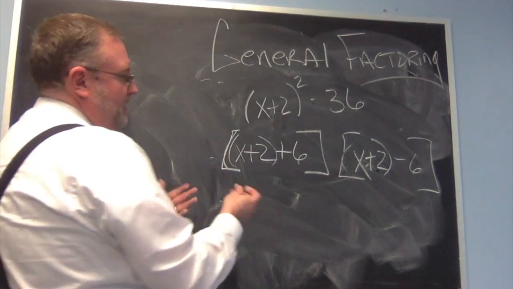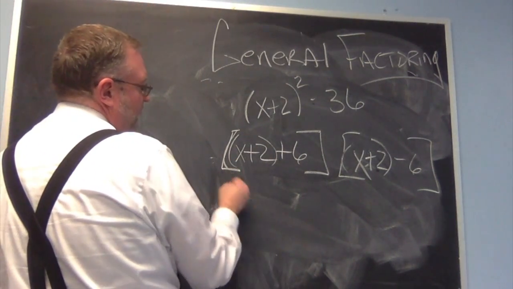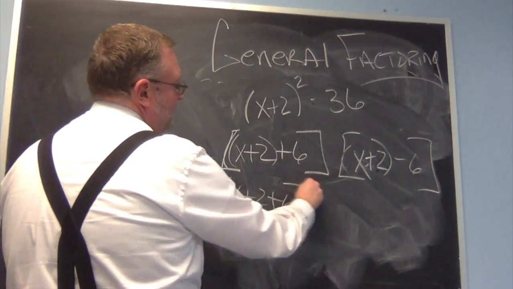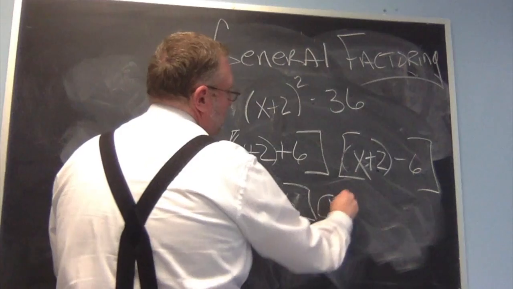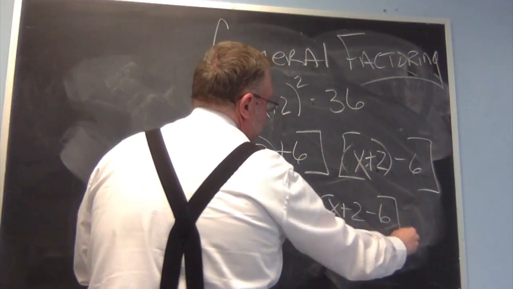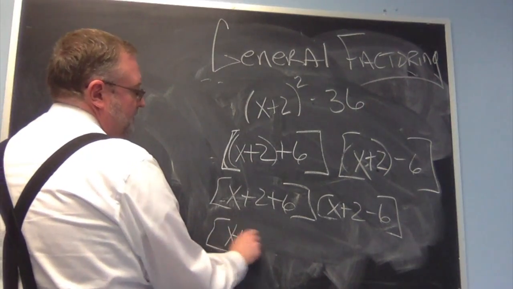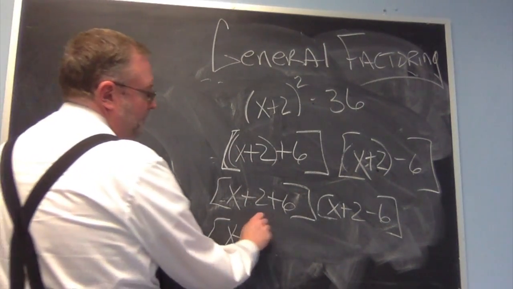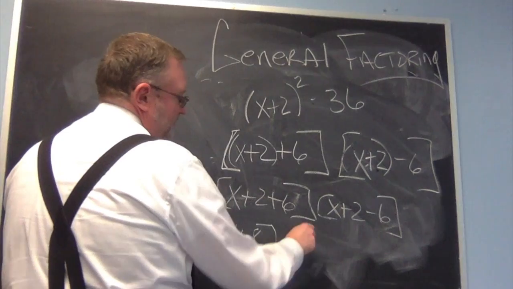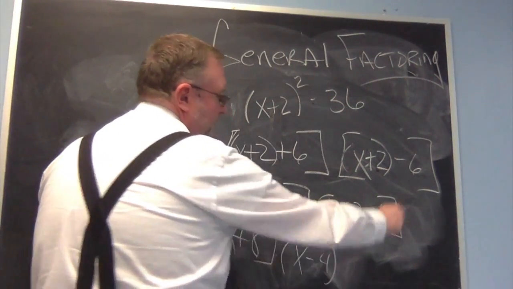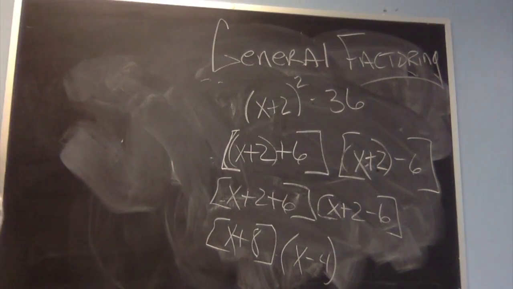All right, so in this case, if I drop these parentheses, I have x plus 2 plus 6. Hope you can see where I'm going with that. Then x plus 2 minus 6. Okay? In this case, I'm left with x plus 8, because 6 plus 2 is 8. And then I could have put these in parentheses, I guess. And then x minus 4. That's 2 and a negative 6. X plus 8, x minus 4.